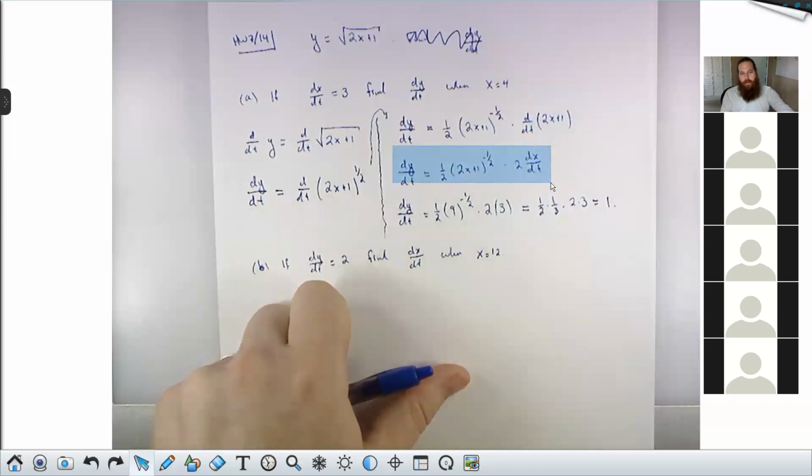And then from here, I just plug in. They told me to plug in x equals 4. 2 times 4 plus 1 is 9. So I get 9 to the negative 1/2. That's coming from this piece. And they also told me to plug in 3 for dx dt. So dx dt is 3. 2 times dx dt is 2 times 3. So this is 1/2 times 9 to the negative 1/2, which is 1/3. So I get 1/2 times 1/3 times 2 times 3, which is 1/6 times 6, which is 1.